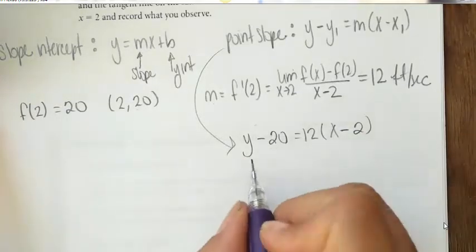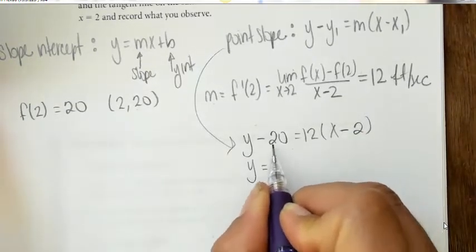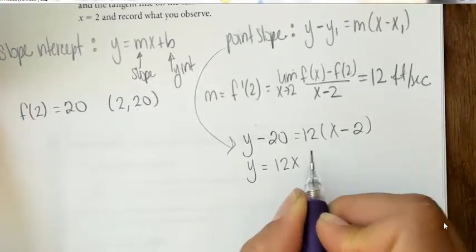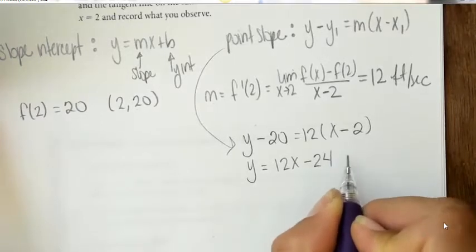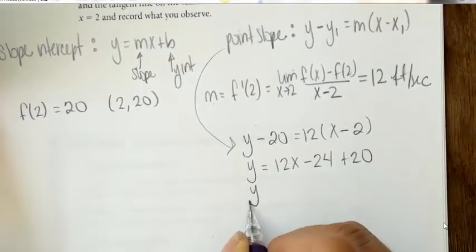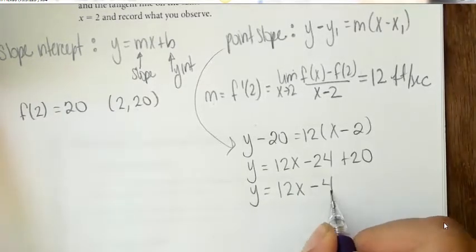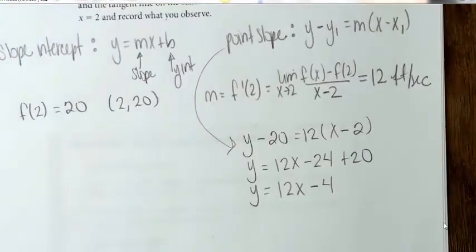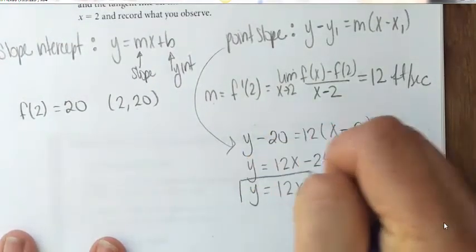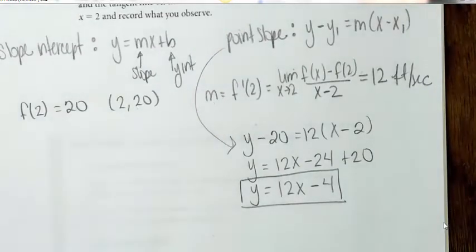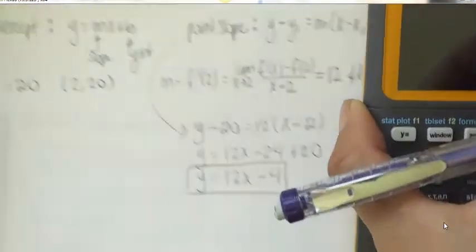Sometimes they'll leave it like this. Other times they'll go ahead and add the 20 to the other side. So you might look at it, if I distribute, 12x minus 24 plus 20, or y equals 12x minus 4. That right there is the equation of the tangent line. So now we'll go ahead and we'll plot the graph of the function and the tangent line. And we'll record what we observe.